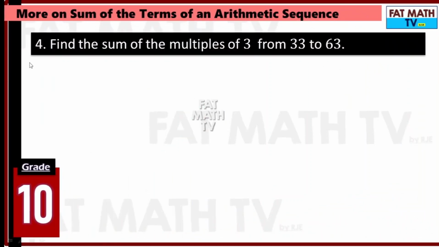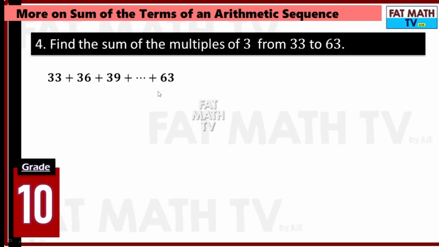Number 4. Find the sum of the multiples of 3 from 33 to 63. So what are the multiples of 3 from 33 to 63? Of course, we shall start with 33. And what's the next multiple of 3? 36 and 39 and so on. When you say multiple of 3, these are numbers that if you divide by 3, the remainder is 0. Okay, so 33, the second will be 36, the third will be 39, and the last will be 63.